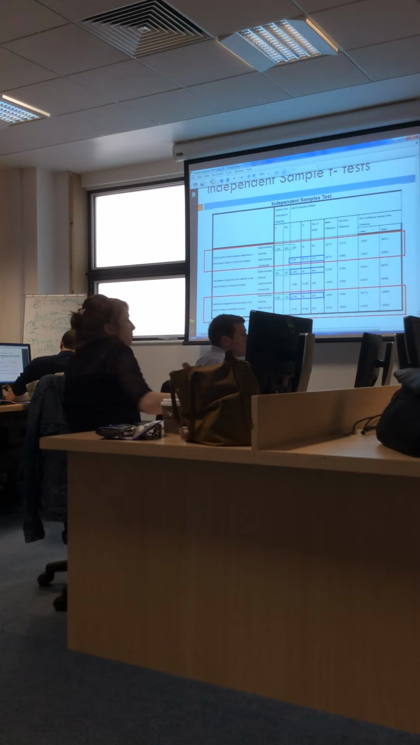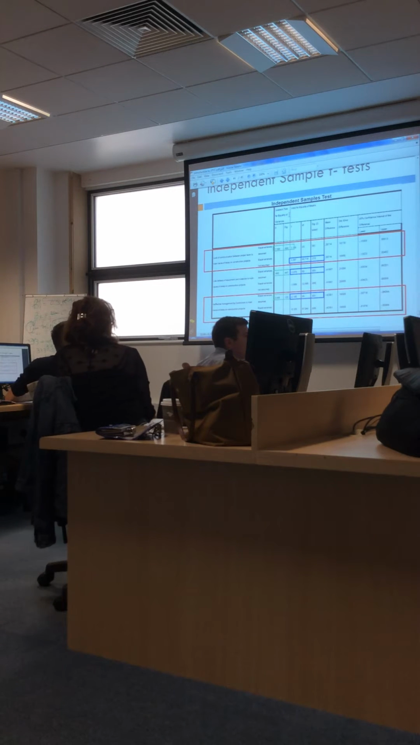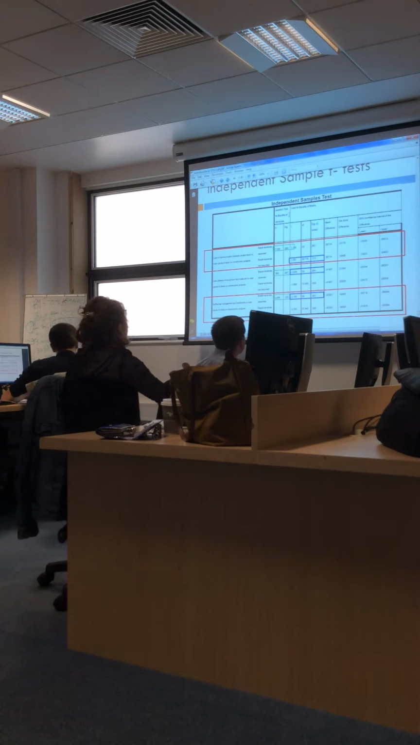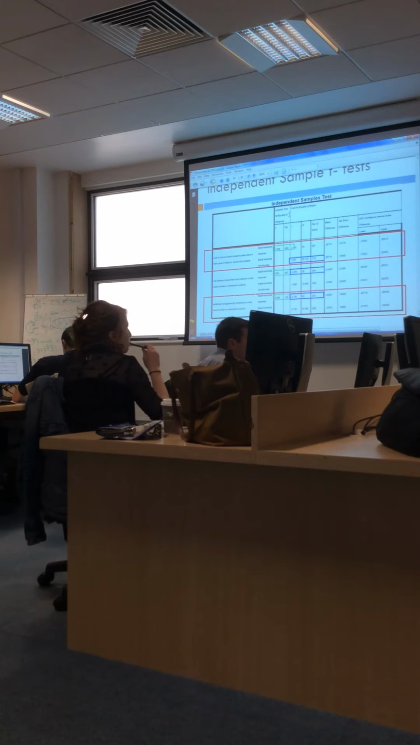It produces a Levene's test for equality of variance. Variance and standard deviation are very closely related. Standard deviation is the square root of the variance. So in Levene's test, there is a null hypothesis again, that there is no difference in variance between the two groups.